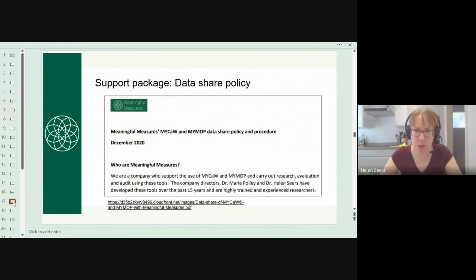The reason why we ask for data share back to Meaningful Measures, we have a policy, it's on our website. These slides will be sent to you, and if you're interested, you're very welcome to click on that link. That's our policy. We only ask for anonymised data, and only one designated member of staff from your organisation talks to us about this, so you don't all have to think about this. In fact, if you're using it on Joy, we can download the data via Joy and show you how to do that. So it's not for everyone to do this, it's just so that you're aware of what's happening.